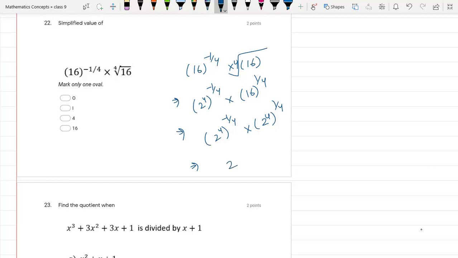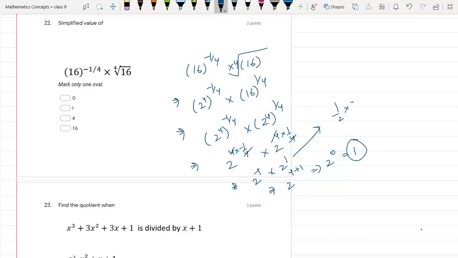4 and 4 will cancel. Let me show you. So this 2 will cancel, this 2 will cancel. So we will get 2 power minus 1 into 2 power 1. If you see, base same, power will add. So 2 power minus 1 plus 1 is equal to 2 power 0. Answer is 1. One more way, you can write 2 power minus 1 as 1 upon 2, into 2. Still you will get the answer as 1. So both ways the answer is 1 only. Okay.